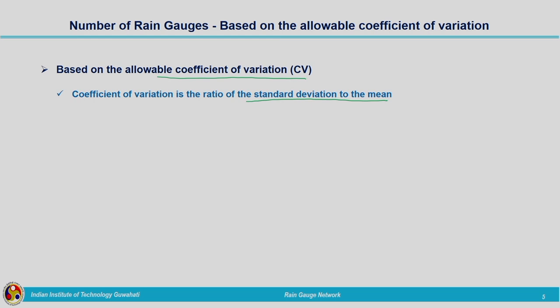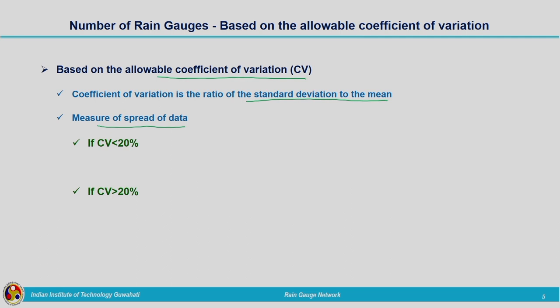So, this is giving us an idea about the dispersion in the data. Coefficient of variation is the ratio of the standard deviation to the mean. So, it gives us some idea about the spread of the data. How much dispersion is there in our data set, that we can understand based on the coefficient of variation. If the coefficient of variation is less than 20% or greater than 20%, based on this we will be telling whether the number of rain gauges present is correct or optimal.